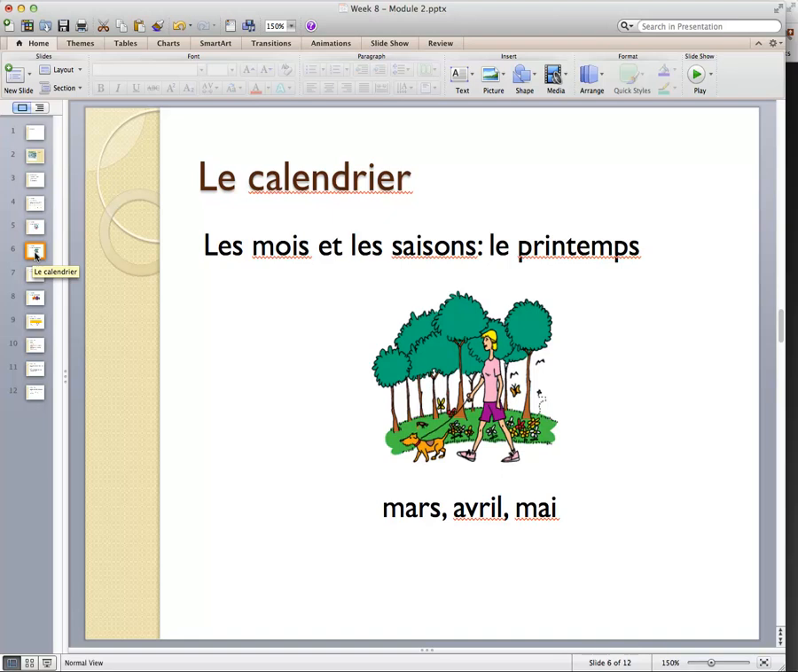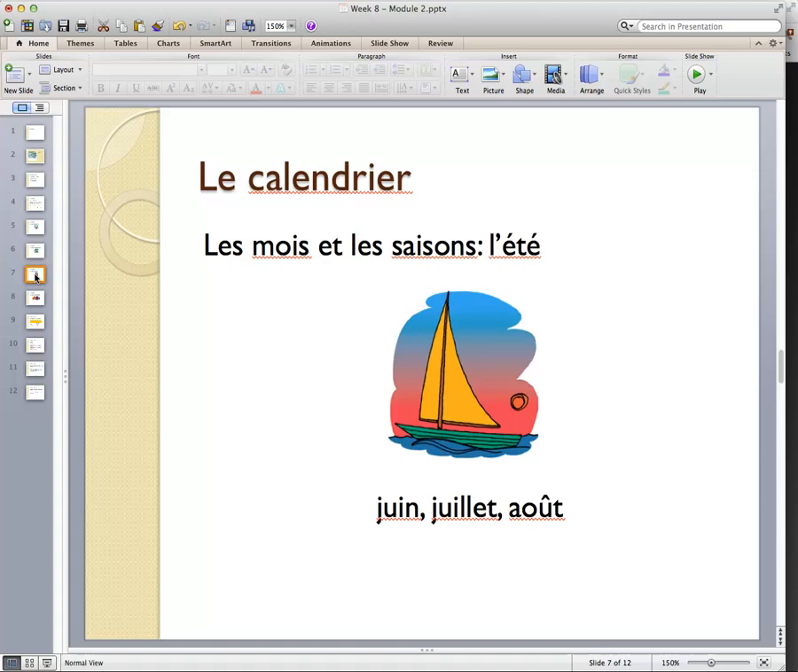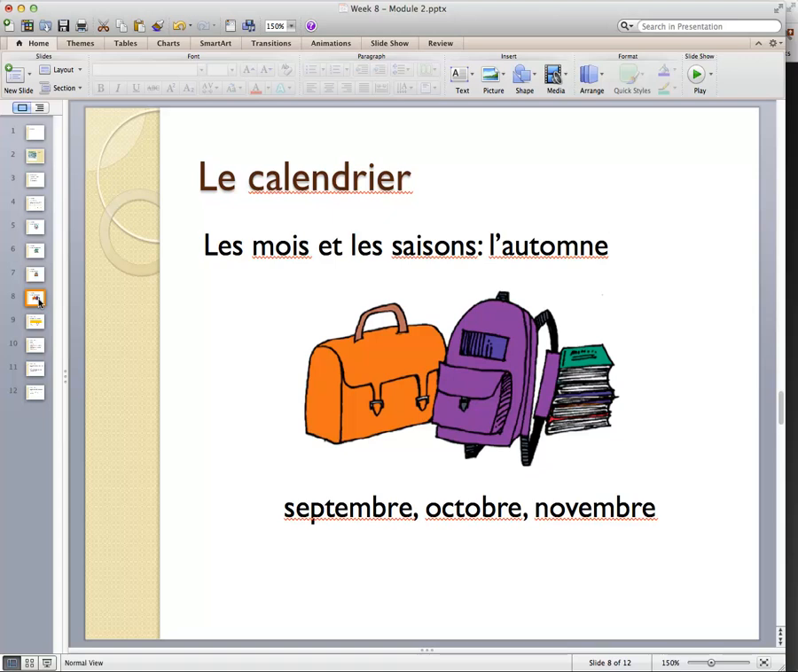Le printemps has 3 months. Mars, avril, mai. L'été has 3 months. Juin, juillet, and août. And finally, l'automne, with septembre, octobre, et novembre.